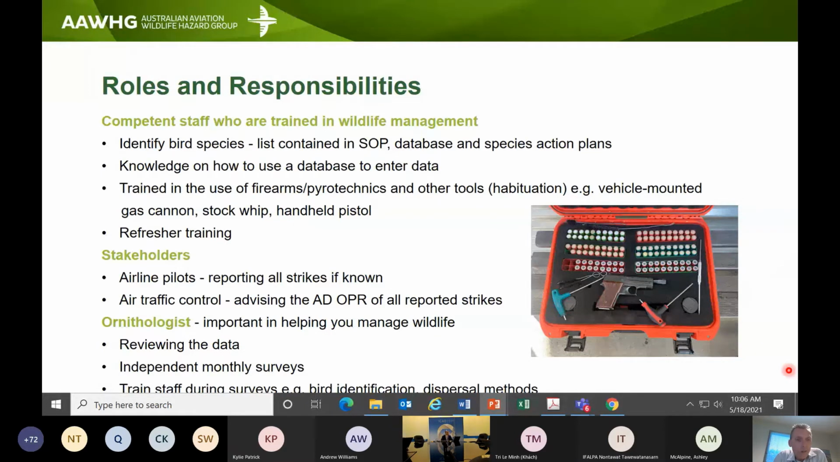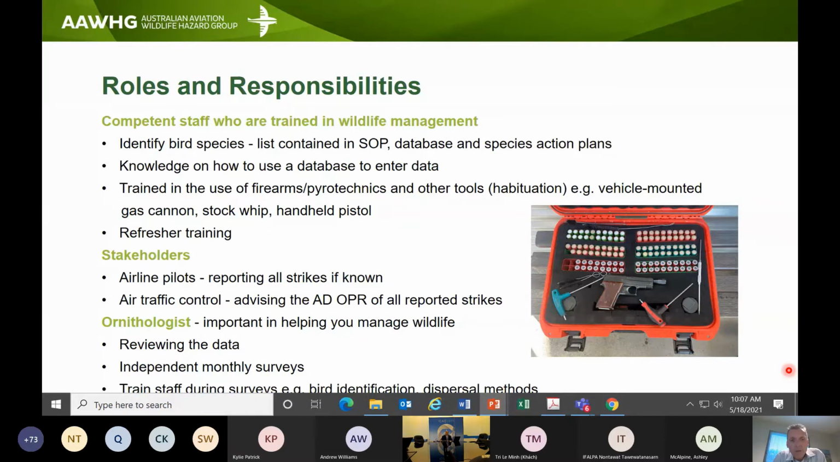Also, the other area is understanding your stakeholders. So you do have airline pilots, hoping that they're actually reporting all strikes if they're known, and also working with air traffic control. So we find that we get told of strikes through air traffic control, and obviously they've been advised by the pilot. So it's important that they actually report all strikes that may have occurred. For every strike that we get advised of, we undertake a runway inspection immediately to determine, if there is a confirmed strike, whether there is a carcass sitting on the runway, and remove that carcass immediately.